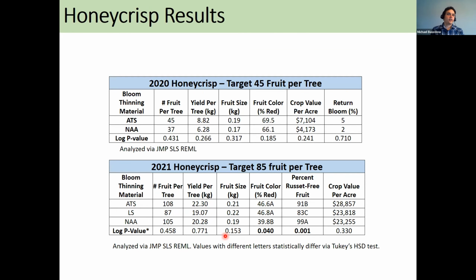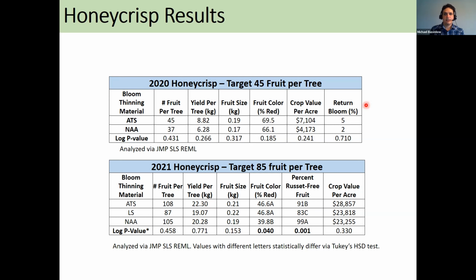So now we'll take a look at our Honeycrisp harvest results. In 2020, our target crop load for those trees, because they were younger, was only 45. And we were very close to our target in both the ATS and the NAA at bloom treatments. And they did not differ statistically between those two. Nor did we see any statistical differences in terms of the yield per tree, the fruit size, fruit color, or crop value between those two.